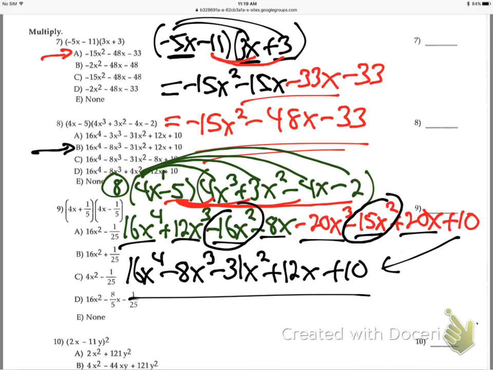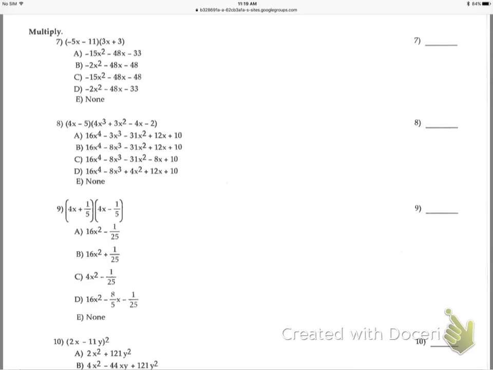Good to there? Yeah, you add the powers. So good question. When we multiply these kind of things, we multiply numbers in front, add powers. Right? We're good with that? All right, let's go then to number 9.